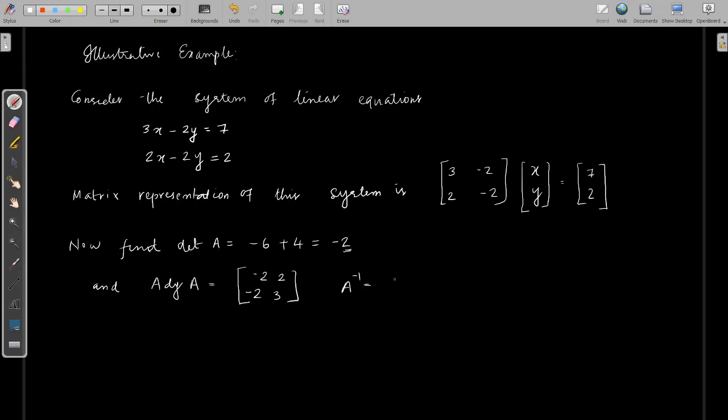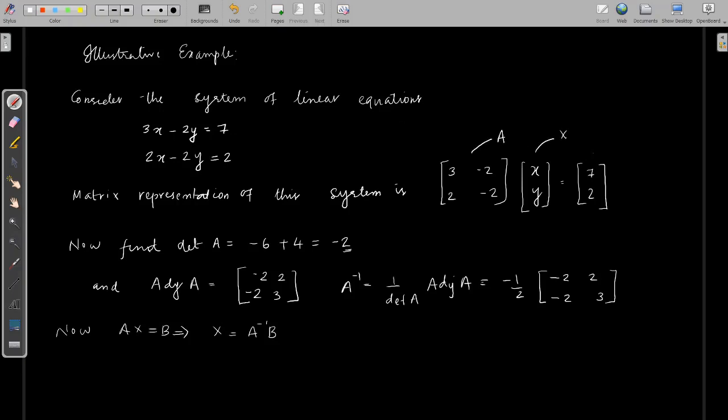This is the easiest way to write the adjoint of a 2 by 2 matrix. We interchange the diagonal entries and change the sign of the off-diagonal entries. Then A inverse is 1 by determinant A into adjoint A, that is equal to minus half into [minus 2, 2; minus 2, 3]. Now we consider the system of linear equations Ax equal to B.